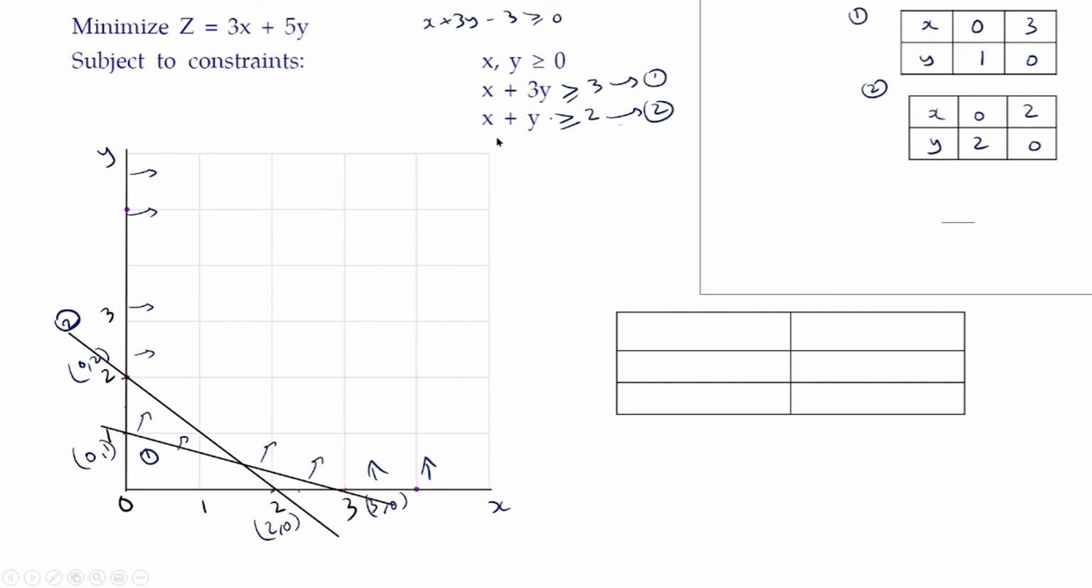And then we have x plus y greater than or equal to 2. If we substitute origin and check, origin does not lie in the region, this part. So the region which is common to all these constraints, it is this region. So this is the feasible region. Here again we can see that the feasible region is unbounded.